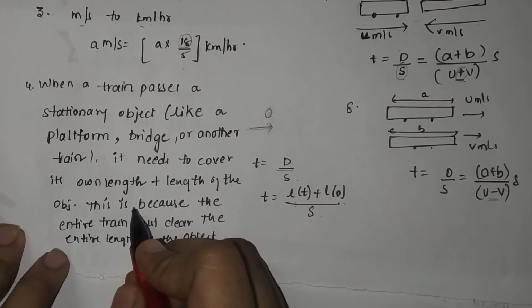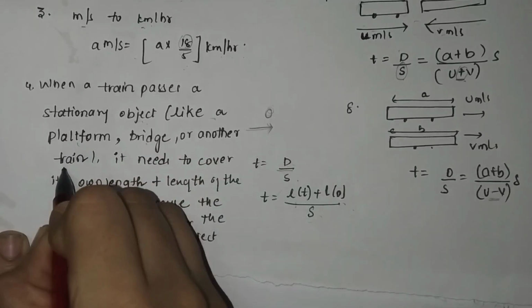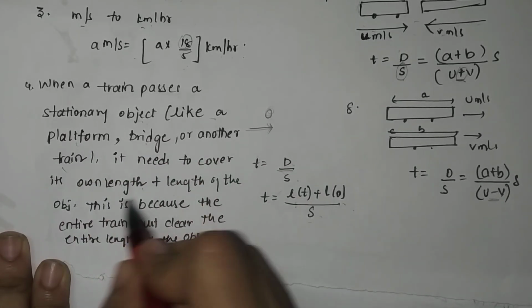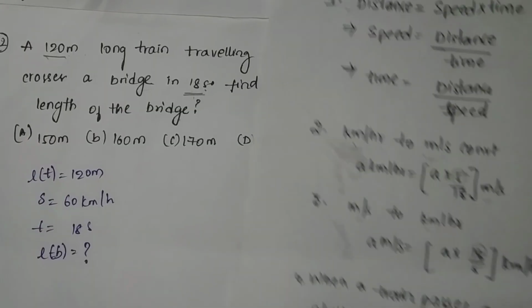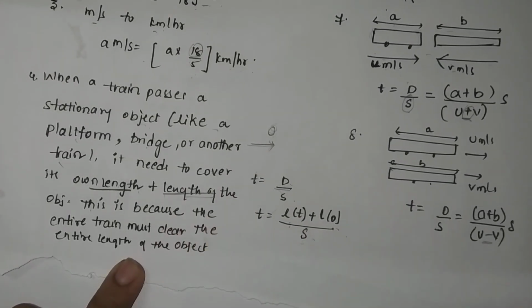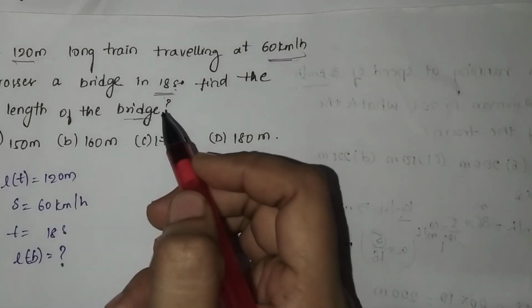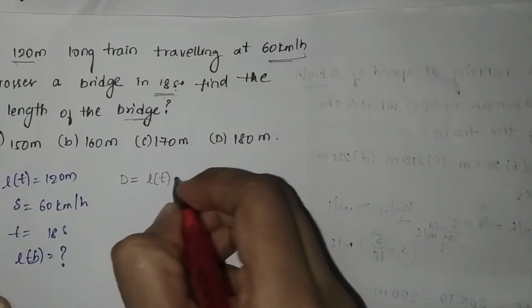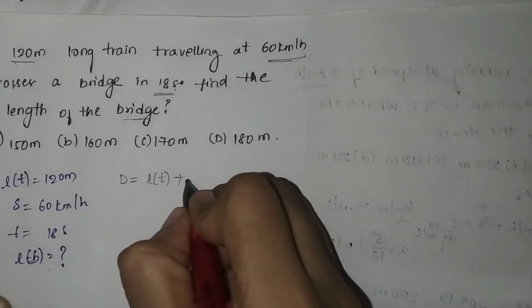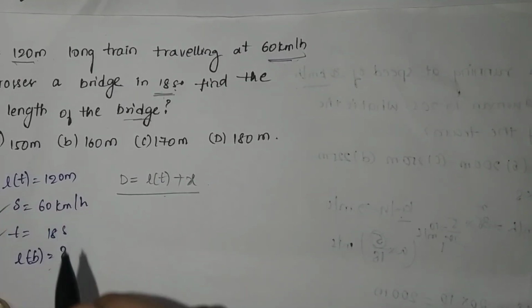So we already saw that when a train passes a stationary object like a platform, bridge or another train, it needs to cover its own length plus the length of the object. So here own length means length of the train, and the length of the object means length of the bridge. But we don't know the length of the bridge. So distance we can write as length of train plus bridge length, which we don't know, so keep it as x.